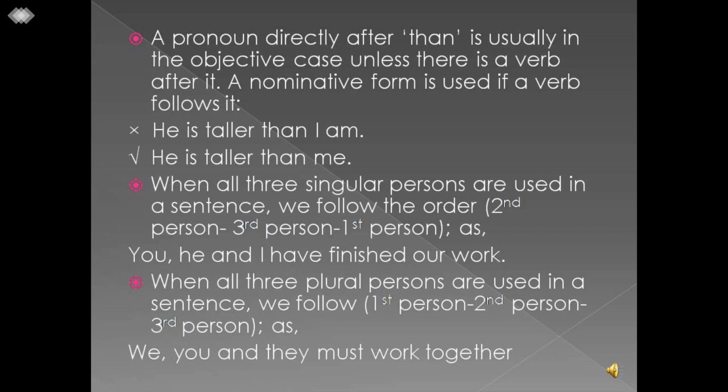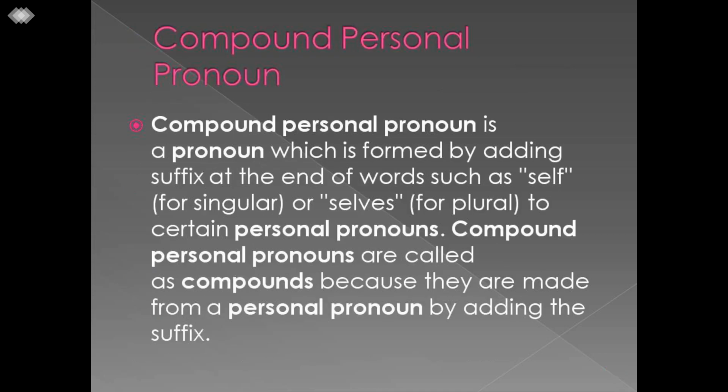Now, let's begin with the other pronoun. The second pronoun is the compound personal pronoun. A compound personal pronoun is a pronoun which is formed by adding a suffix at the end of the words, such as self for singular or selves for plural, to certain personal pronouns. Compound personal pronouns are called compounds because they are made from a personal pronoun by adding the suffix.